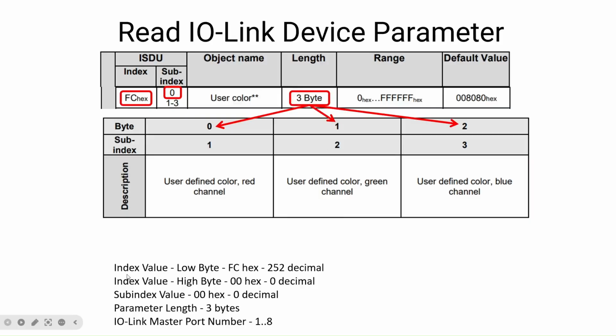So some information we need to know: the index value low byte. The hex value FC will be contained in the low byte, so we need to change that to decimal, which is 252. The high byte will be 0 because the parameter index value just occupies the low byte. The subindex is 0, and the parameter length is 3, and then we'll need to know which IO-Link port on the Balluff master this IO-Link device is connected to.